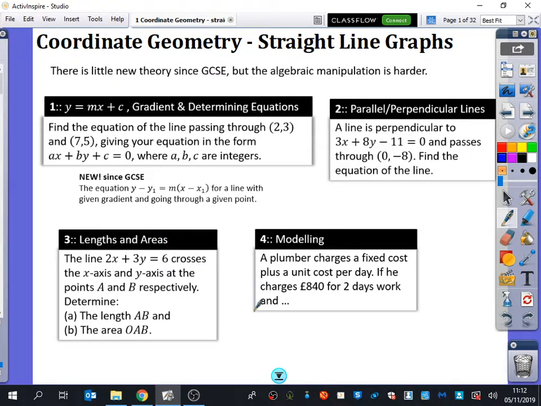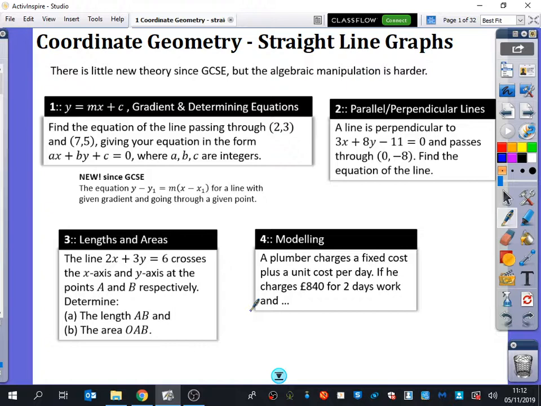The last thing, which is definitely the most new, is modelling. And we've talked about when we did some modelling before. When did modelling pop up in one of our previous topics? With quadratics, yeah. And what kinds of things did quadratics model? Can you remember any examples of things that quadratics modelled?